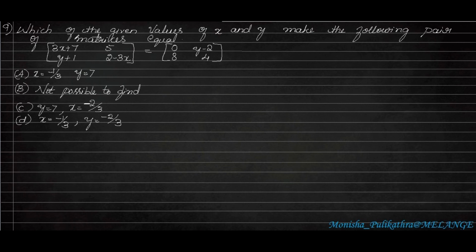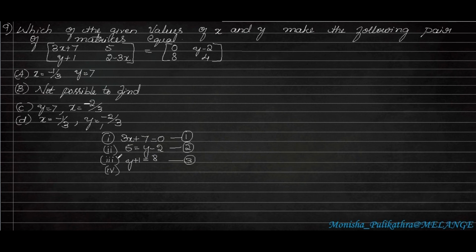So the 9th question is, which of the given values of x and y make the following pair of matrices equal? Okay, so first I will be taking the equations. First one, 3x plus 7 is equal to 0. Let this be equation 1. Second one, 5 is equal to y minus 2. And third one, y plus 1 is equal to 8. So this is equation 2 and this is equation 3.